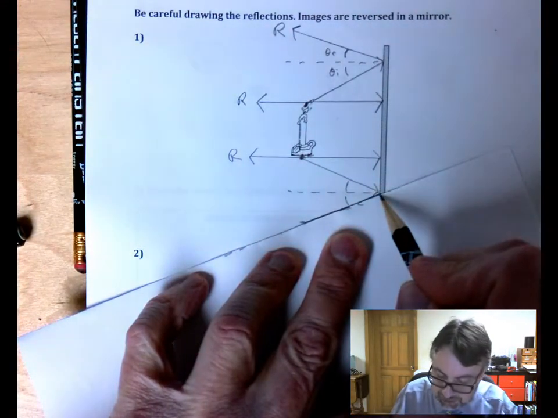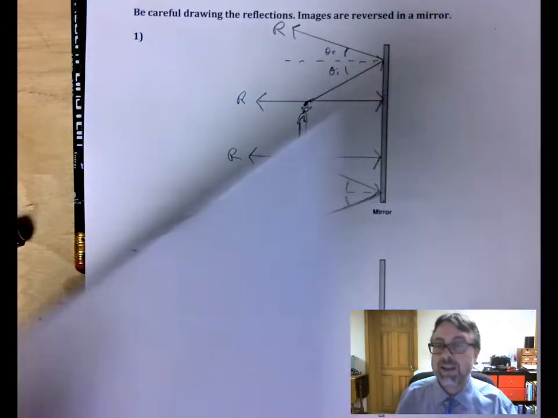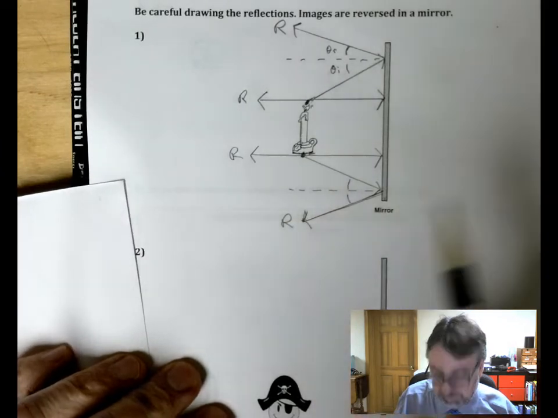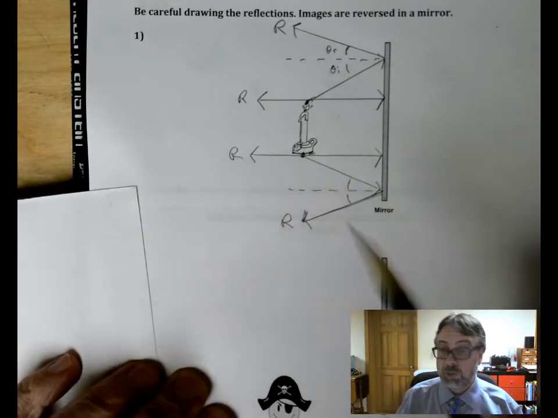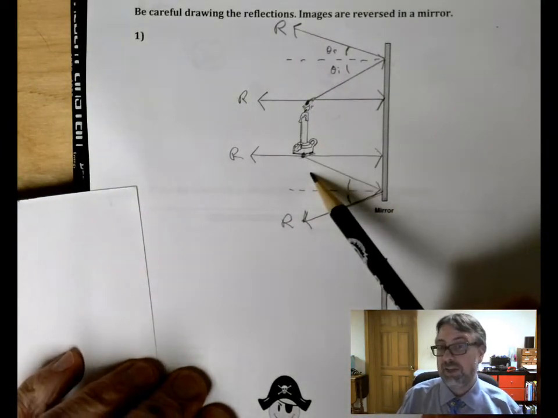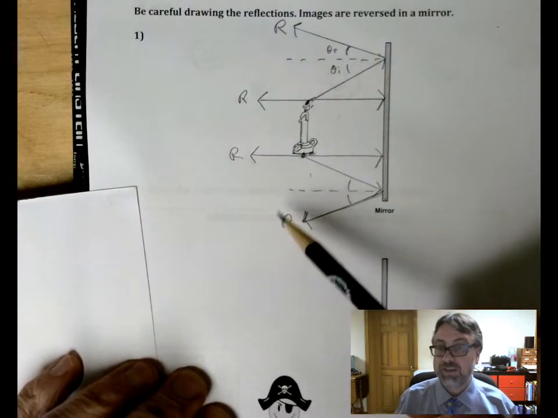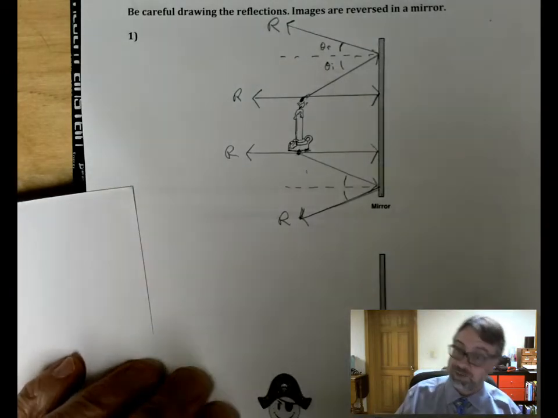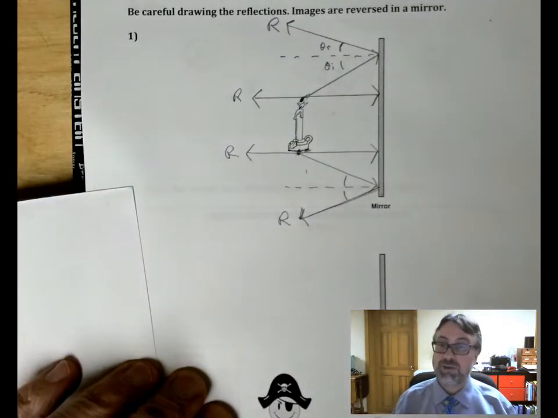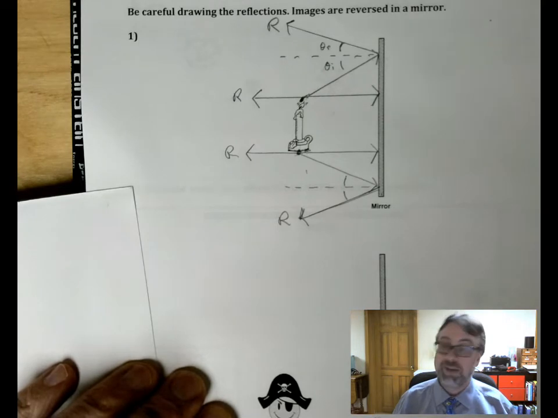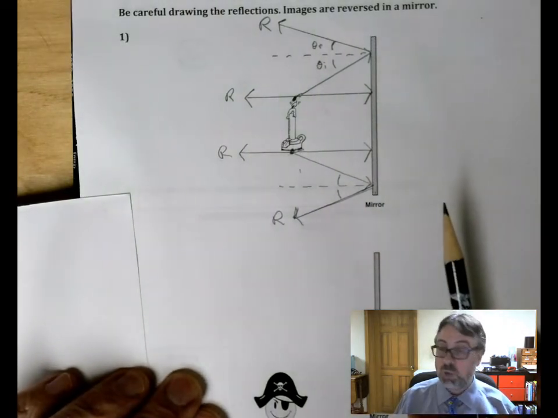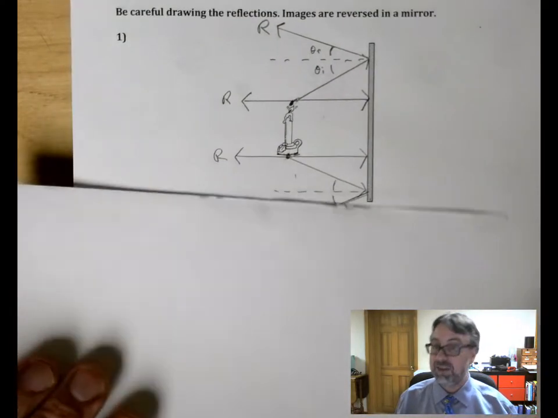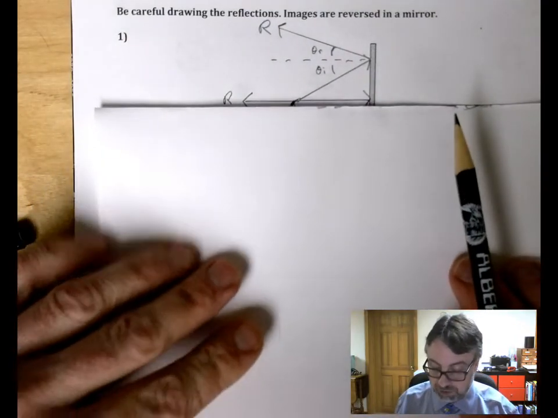I also need to make sure that I get as close to where that incident light hit the mirror as possible. All right, so for each point on the candle, I have 2 reflections, and I note that these reflections don't cross. And so now, if they don't cross on the real side, I need to project these reflections backwards to see where the image will form on the virtual side. Now, you want to be careful to make sure you're dotting back your reflections and not the incident light, which is why I like to mark those reflections with an R.